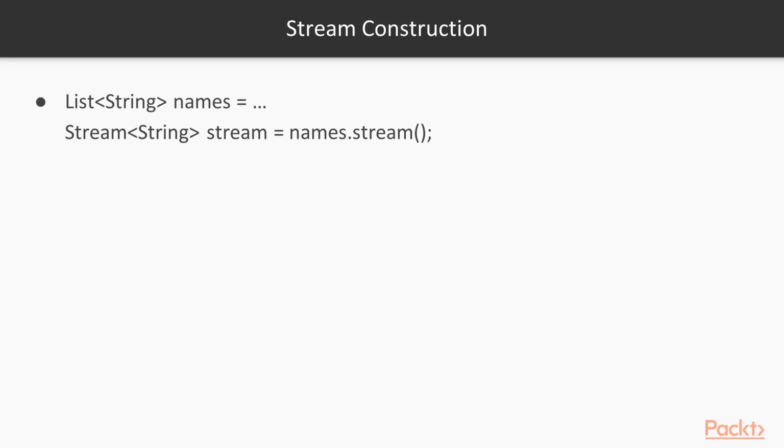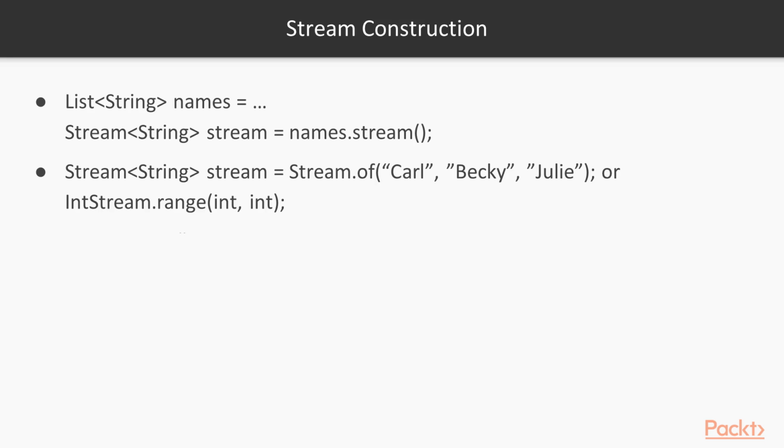Streams can be constructed in numerous ways. You could construct a stream from a collection, using the stream or parallelStream method, as shown by the example. You can construct a stream from the static methods on the stream classes, like Stream.of or IntStream.range, and streams from random numbers from the class Random, as shown by the sample code.